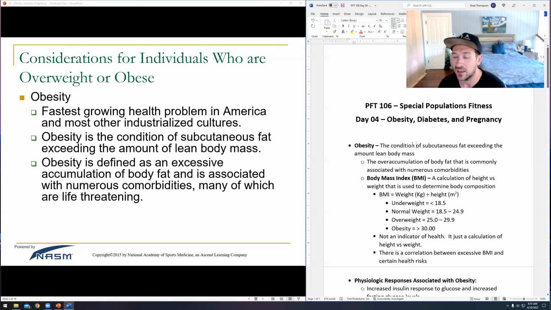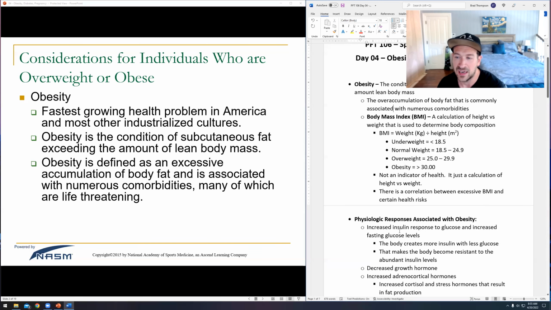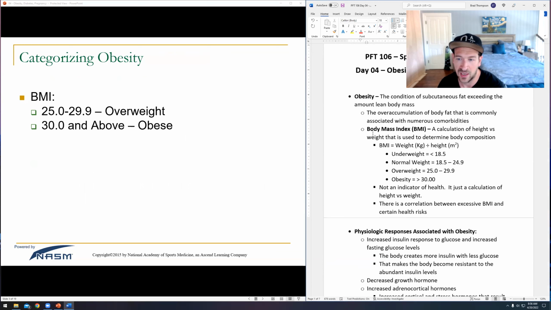And so we're going to need to have a clear definition here. The definition in your textbook is literally a BMI of 30 or greater. But sometimes you'll hear it as where the subcutaneous fat exceeds the amount of lean body mass. That's kind of an interesting take on it, because that would classify obesity as basically just having more body fat than lean body mass. That's actually getting to a body fat percentage of at least like 50, which is crazy substantial. But it's the overaccumulation of body fat, and it is associated with, like I said, many comorbidities.